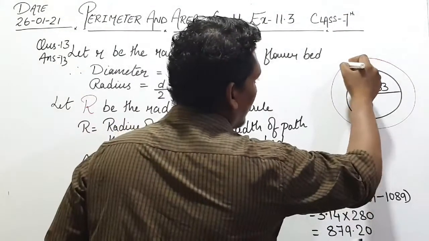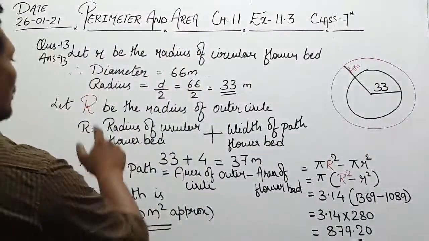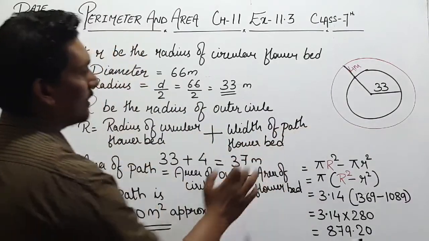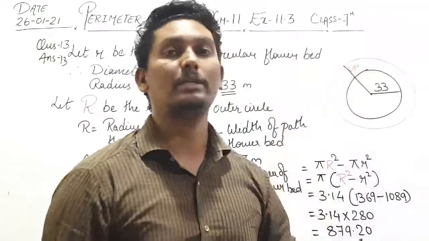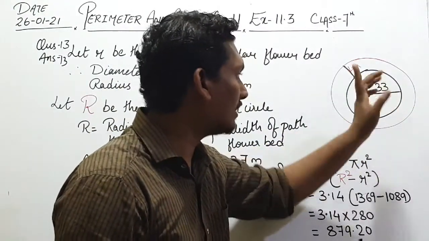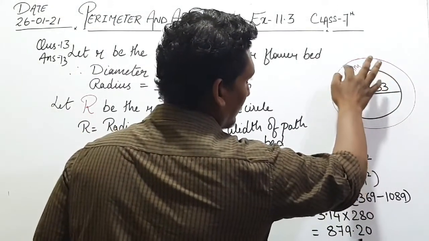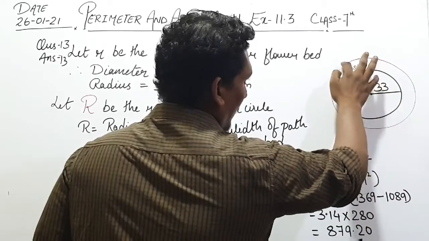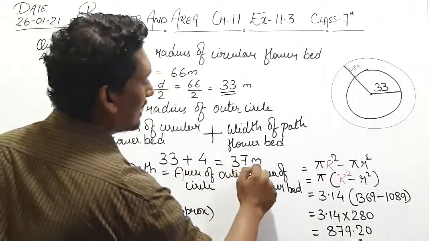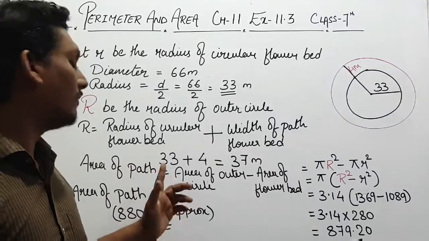Now this is the extra width we have, that is 4 meter. So the radius of the circular flower bed plus the width of the path. So this is the path whose width is 4 meter. From here to this portion is 33. From that 33 plus this extension, including the path, it will become 33 plus 4, that is 37 meter. Now the area of the path we have to find out.